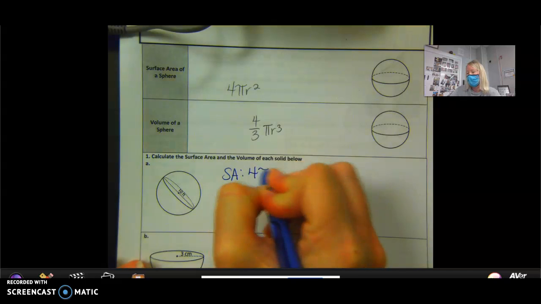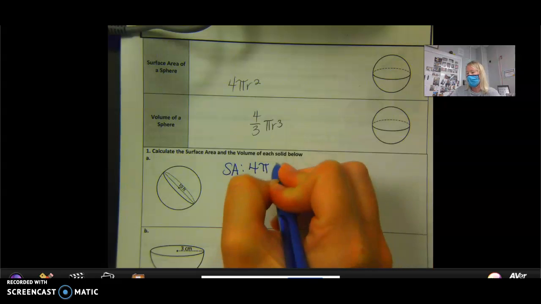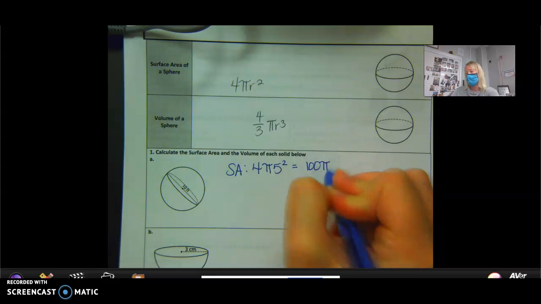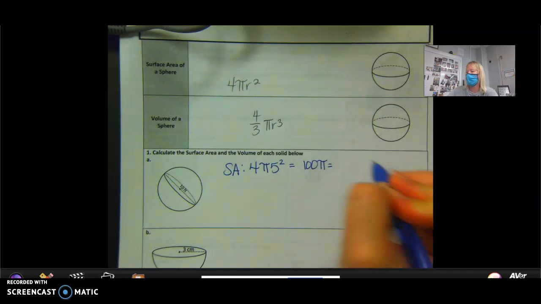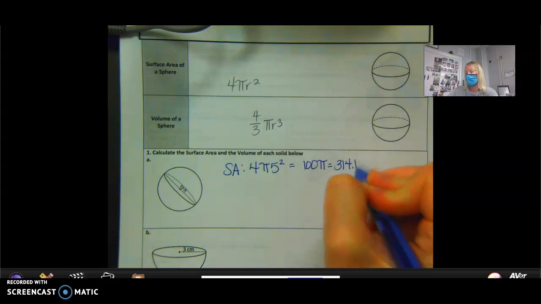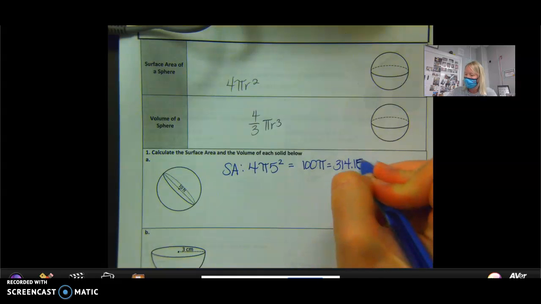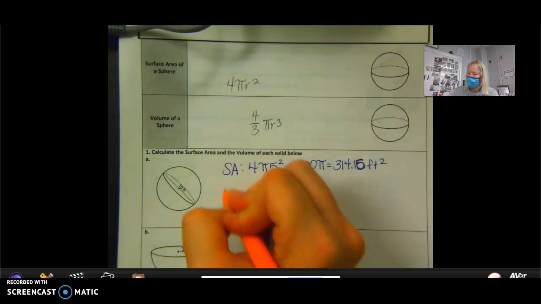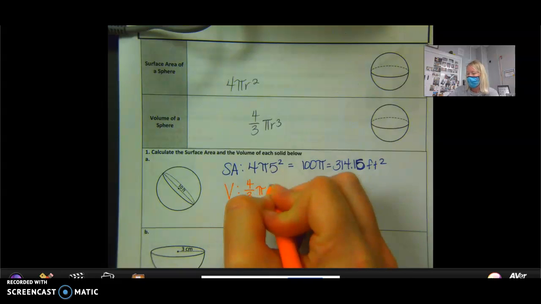I would do 4 times pi times what squared? 5 squared. Why am I not doing 10 squared? Yep, that 10 is the diameter. We need the radius. So 5 squared, which is how much? 314.16, rounded. What would my units be on this, guys? Feet squared. Awesome.